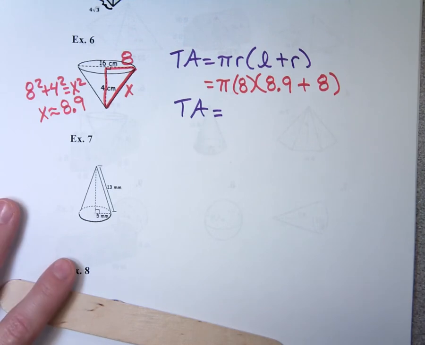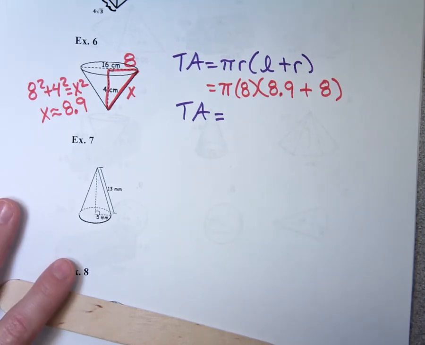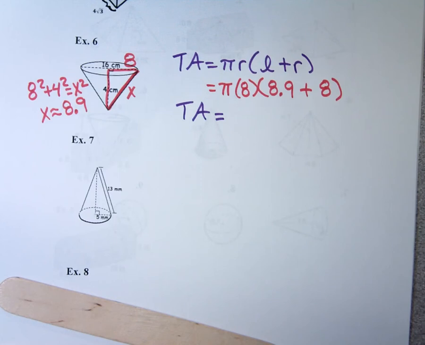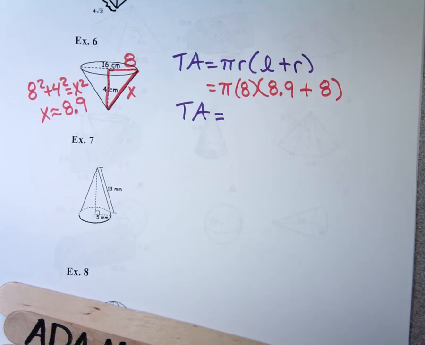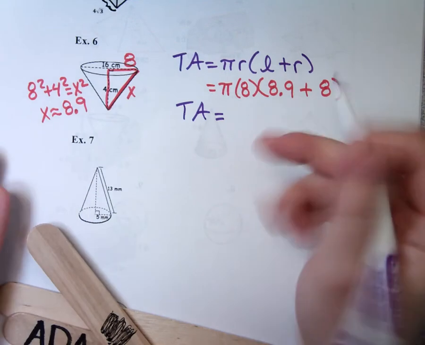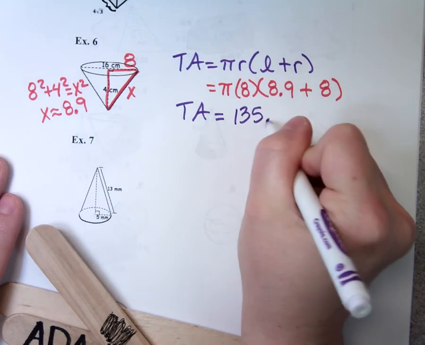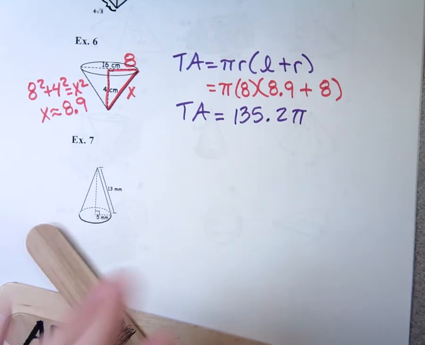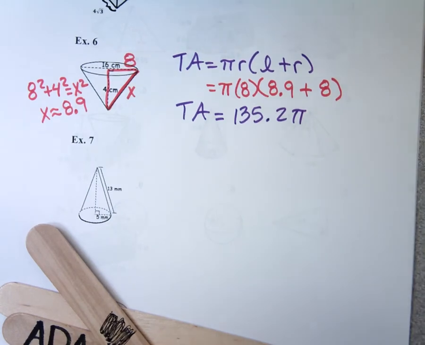135.6 pi. It shouldn't be a 0.6. Adam? Nice. Alright. Never mind. Zach? 135.2. There it is. 135.2 pi. And of course, I could put the pi in the calculator and get a different answer, but there it is in terms of pi.